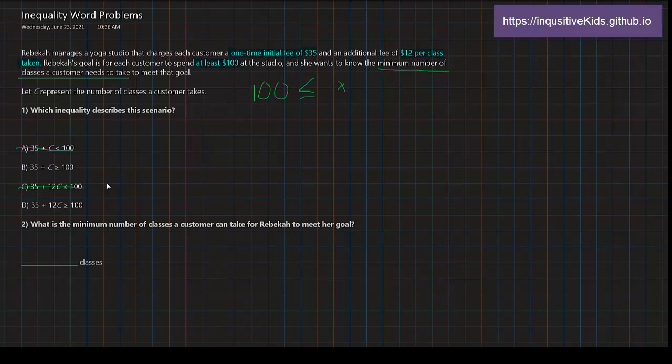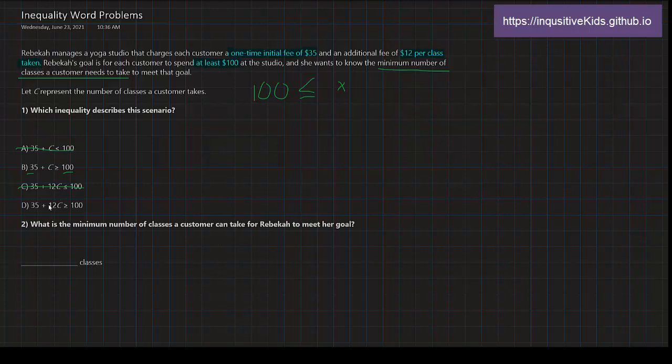Now let's look at each of those. 35 plus C is greater than or equal to 100. Well, what is C? C is the number of classes a customer takes. So 35 plus the number of classes a customer takes is greater than or equal to 100. Well, the 100 and 35 are all representing money, $35 and $100. C isn't money, it's just the number of classes. So that doesn't really make sense, but let's first hold it there.